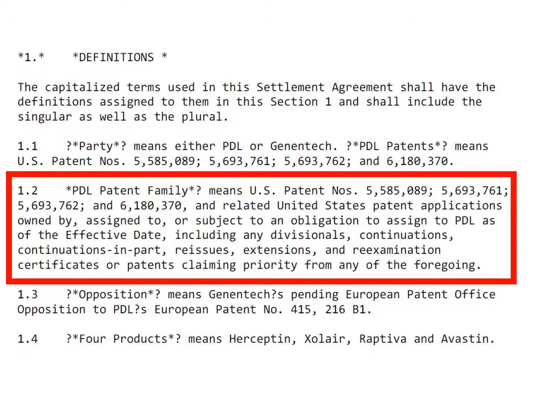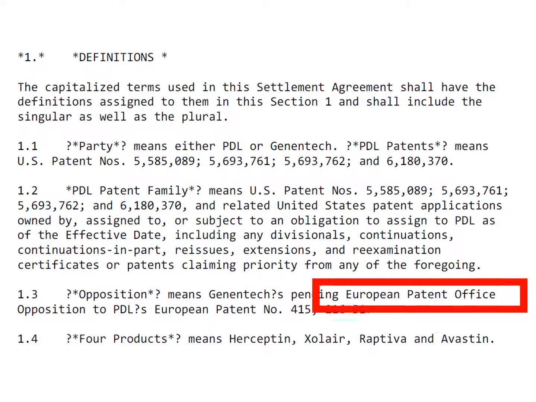Genentech agreed not to fight the PDL family. And Genentech will argue, it didn't. I didn't fight the U.S. patents. I didn't fight that one, or that one, or that one, or that one, and I didn't fight anything related in the U.S. patent applications bucket. I fought something in Europe.